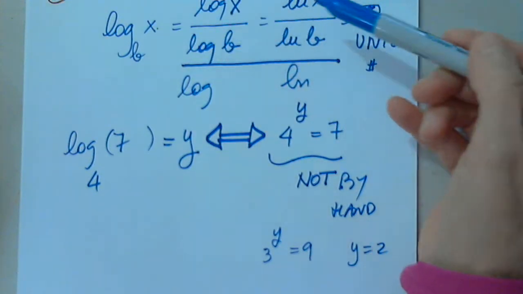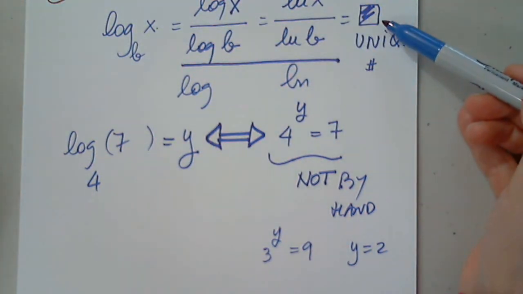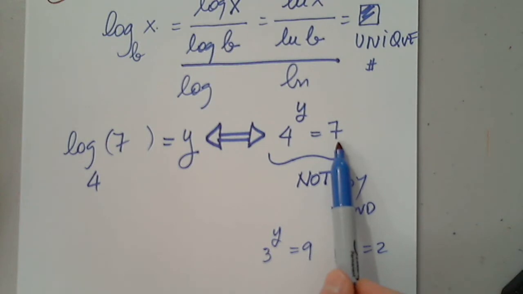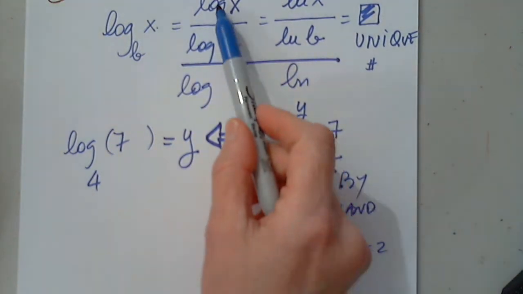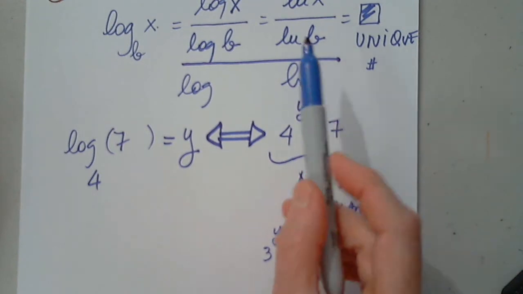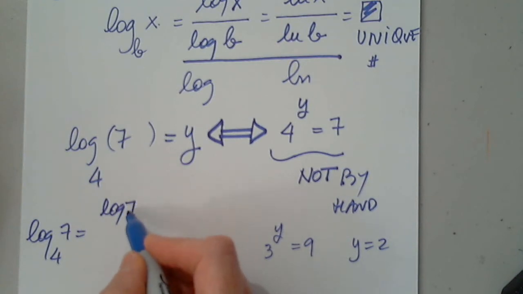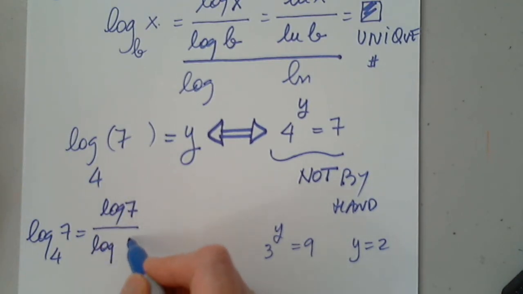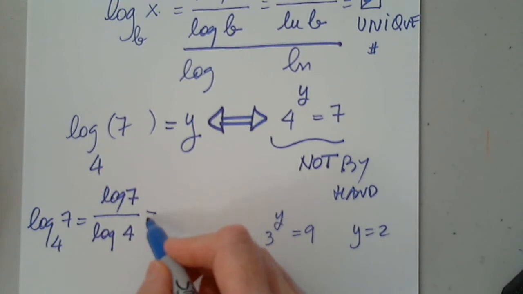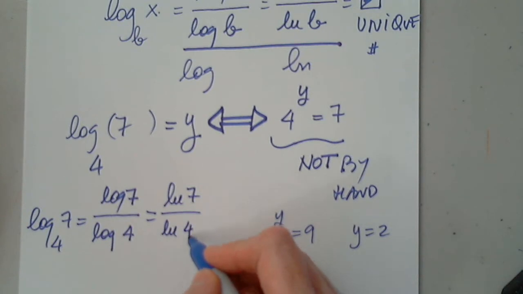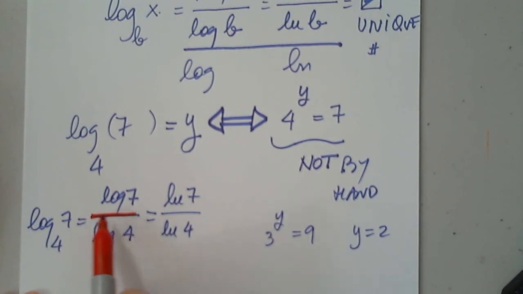If I use this option, I'll get the same number. If I use this option, I'll get the absolute same number. Because there is only one number, I raise 4 to get 7, not 2 numbers or more. So let's use this, and I'll illustrate with both. So I have log base 4 of 7 equals log of the number over log of the previous base, or not both, but I will illustrate with both. Natural log 7 over natural log 4. One very important remark here. Notice this.